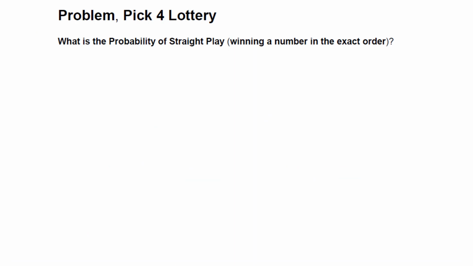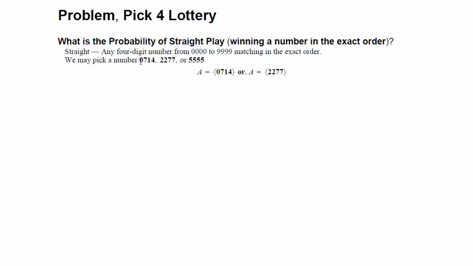So the question is, what is the probability of a straight play? Straight play means winning a number in the exact order. So let's say we are going to play 0714. A person wins if the winning ticket has 0 as the first number, 7 as the second number, 1 as the third number, and 4 as the fourth number.